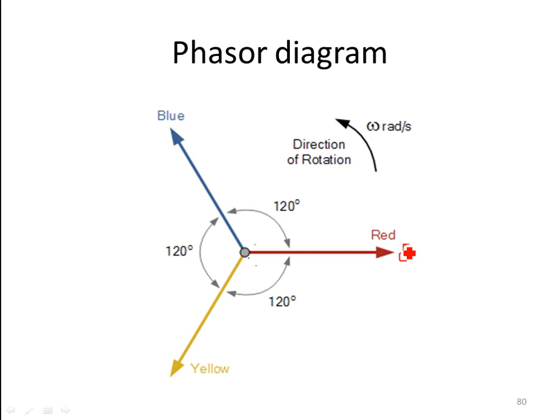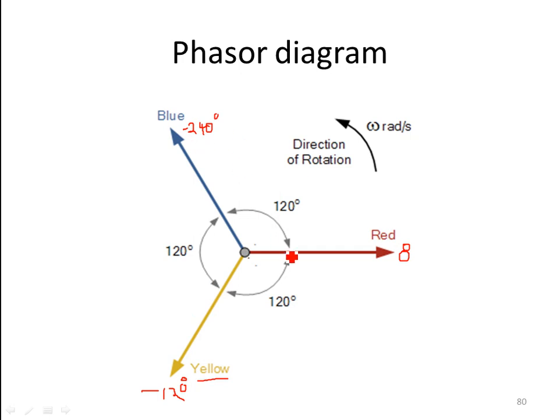So this difference is 0 degree. Yellow phase is starting at minus 120 degree. Minus 120 degree means you have to travel in the clockwise direction. So at minus 120 degree, you will get the yellow phase. Then, with respect to R at minus 240, or with respect to yellow at minus 120, you will get blue. That means this angle, with respect to 0 degree, is minus 240 degree.